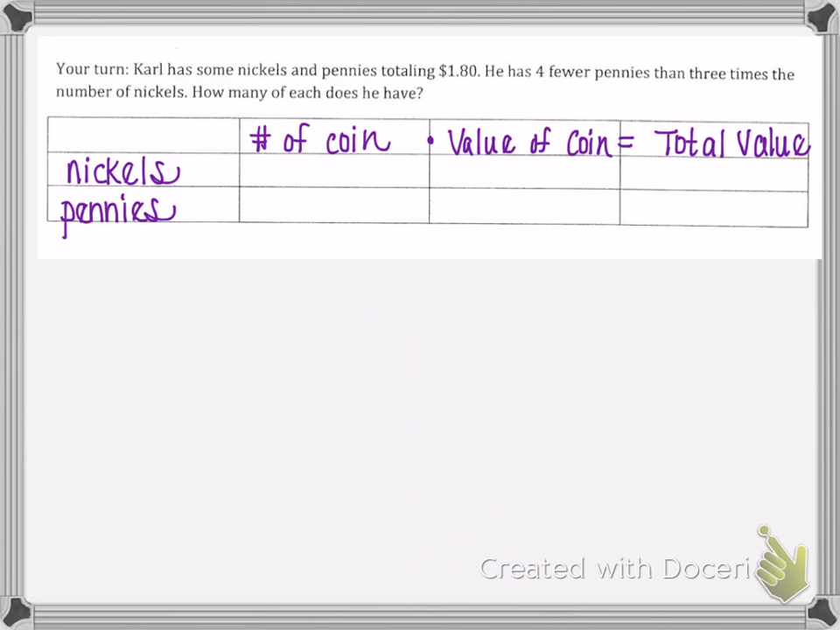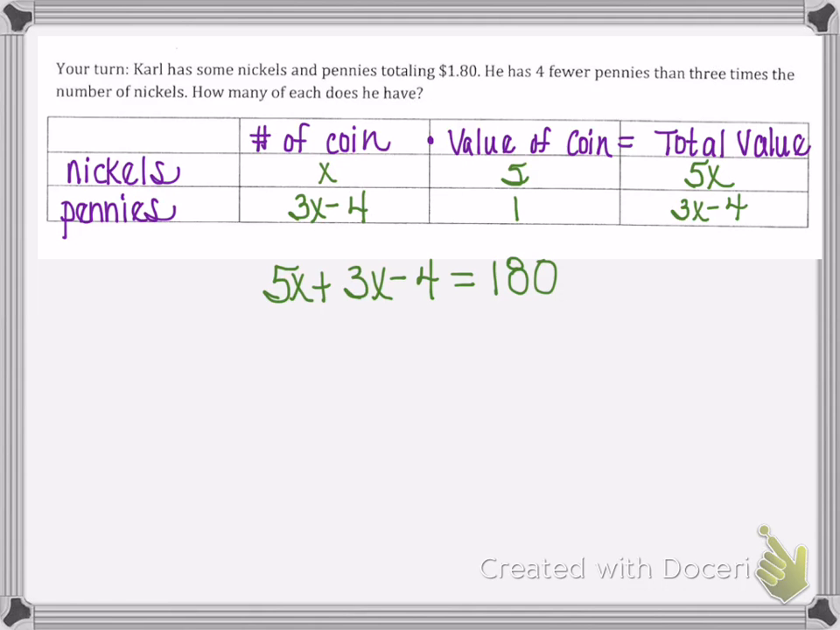So here's my chart set up for the your turn, and you're going to go ahead and pause the video, and I want you to fill in as much information as possible. You can choose to leave the values in dollars, or you can give them to me in cents. So if you set up your chart by writing the value of nickels and pennies as whole number integers in cents, your equation is going to look like mine. The trickier part here was having 4 fewer pennies than 3 times the number of nickels. You're comparing back to nickels, therefore that must be X under the number of coin in your chart.